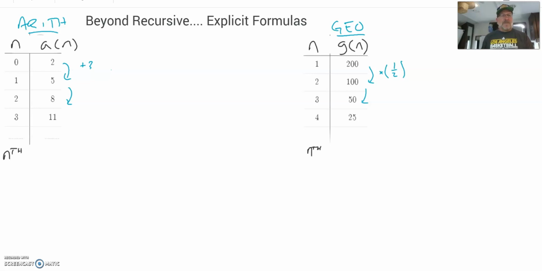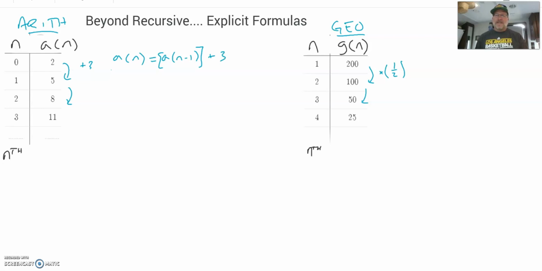If I wanted to talk about this recursively, I could say a sub n takes the previous term. We now know that as a sub n minus 1. That's an object. Think of it as an object. And we just add 3 to it. That would be the recursive idea.